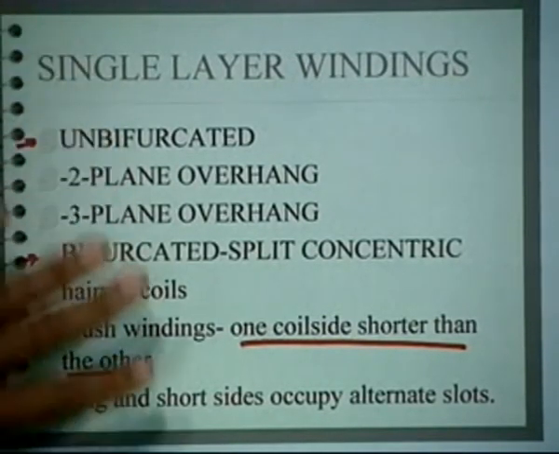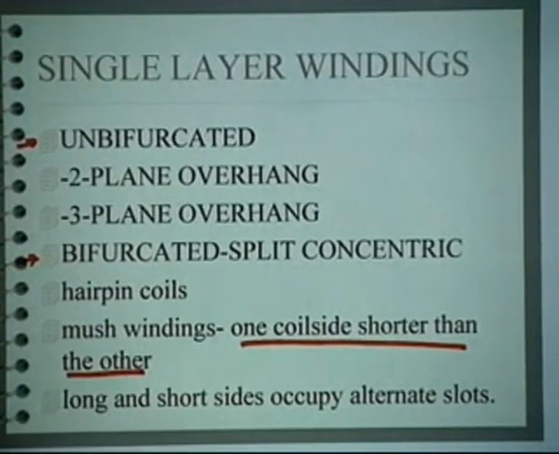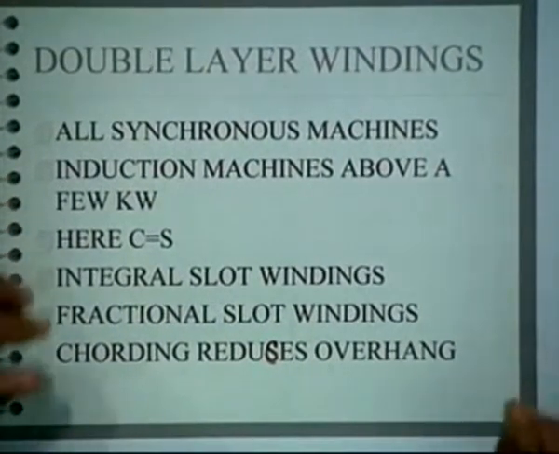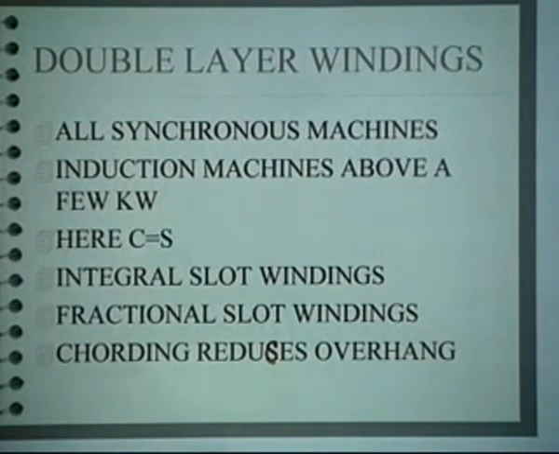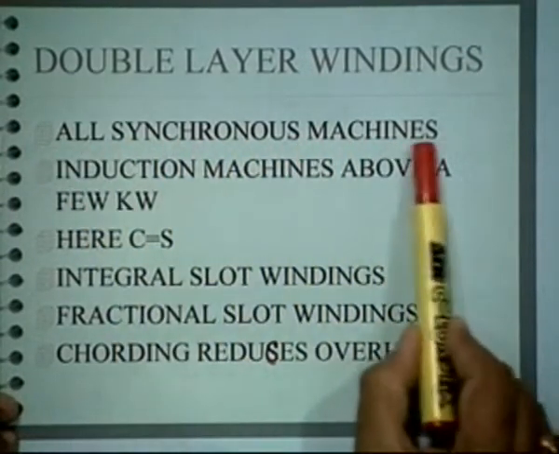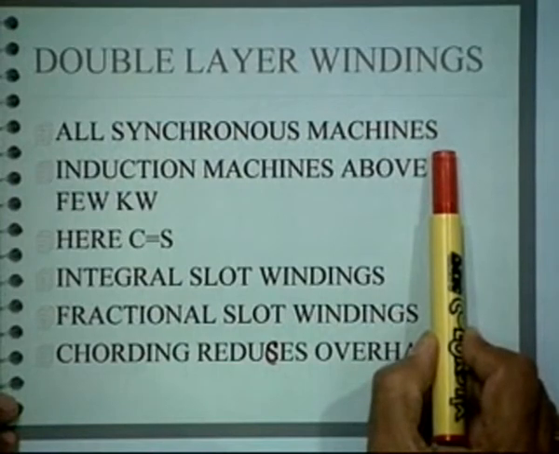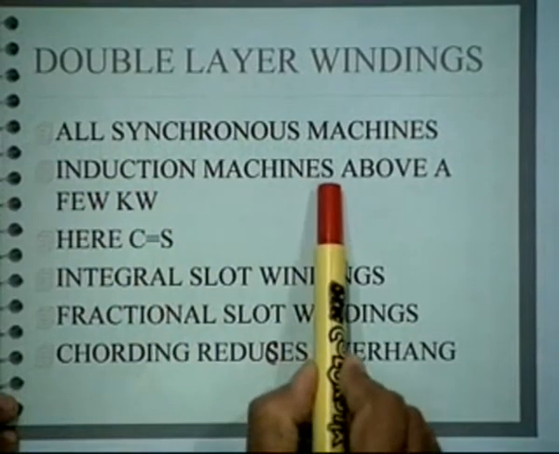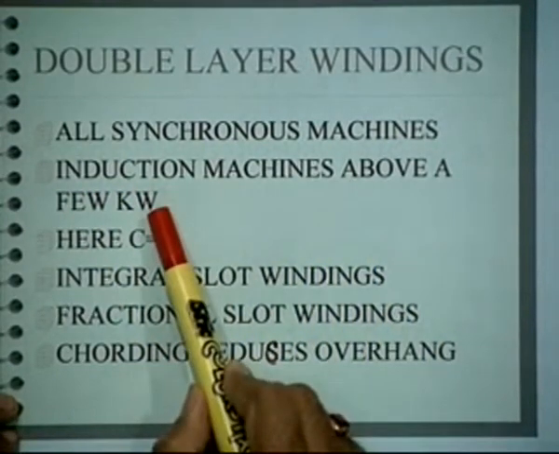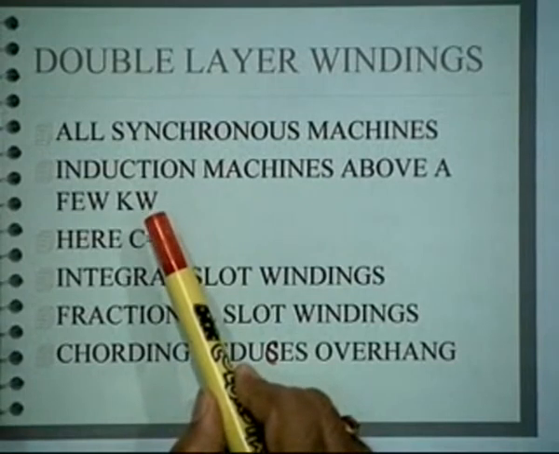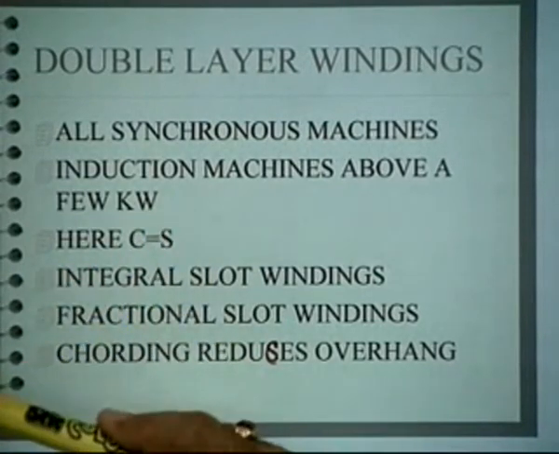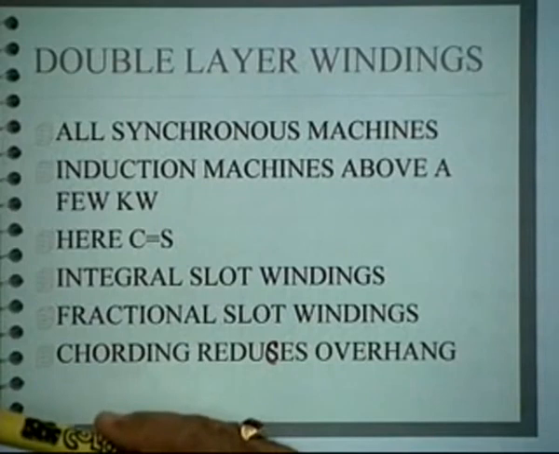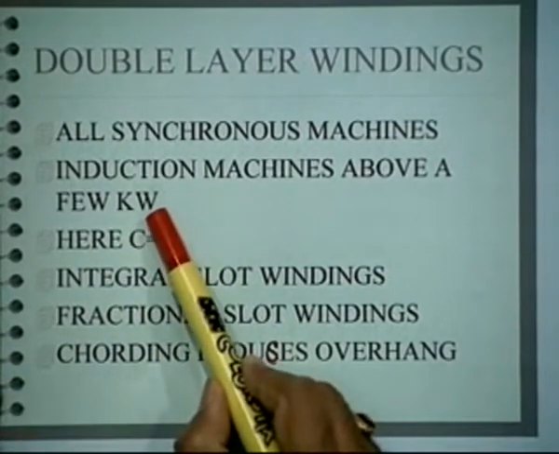These are all different aspects of single layer windings, how they are placed, bifurcated, unbifurcated, and then mush windings and so on. Double layer windings, on the other hand, are all synchronous machines. All synchronous machines have double layer windings, and most induction machines have double layer windings above a few kilowatts, except small machines, maybe less than 10 kilowatts. So they are single layer windings.